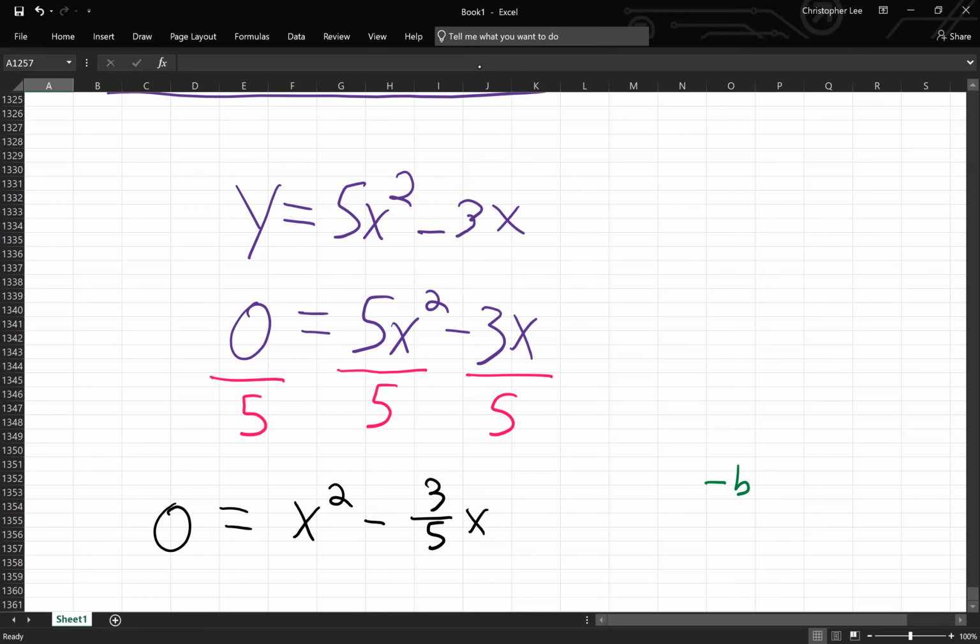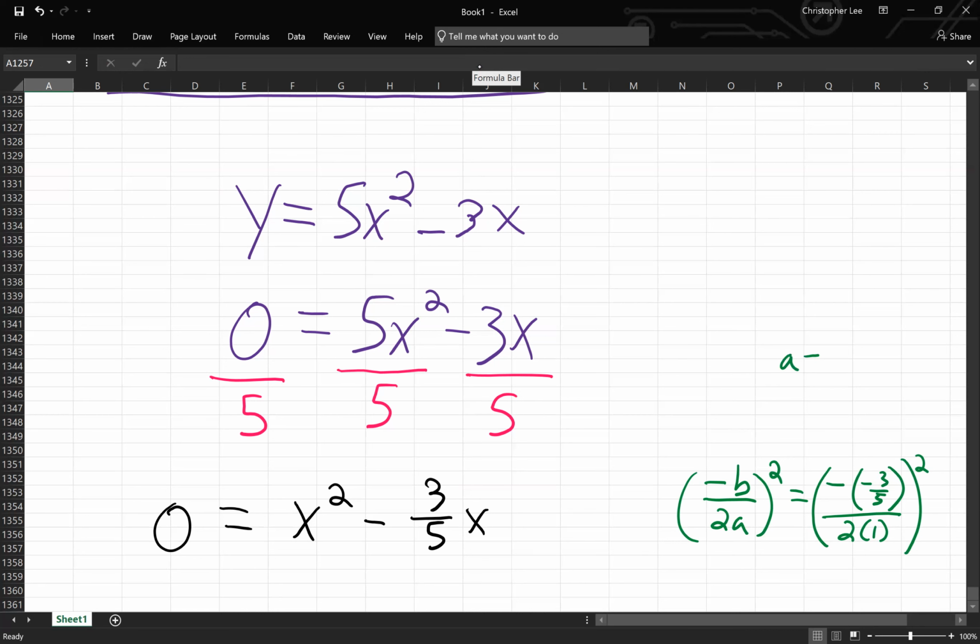So you got the negative b over 2a, squared. We just gonna throw this in. So it's gonna be negative, and what's the b term? Negative 3 over 5, over 2 times 1. But I'm talking about just for this part right here. We know that my a is 1, and we know that my b is equal to negative 3/5. So let's just do the math on that real quick.